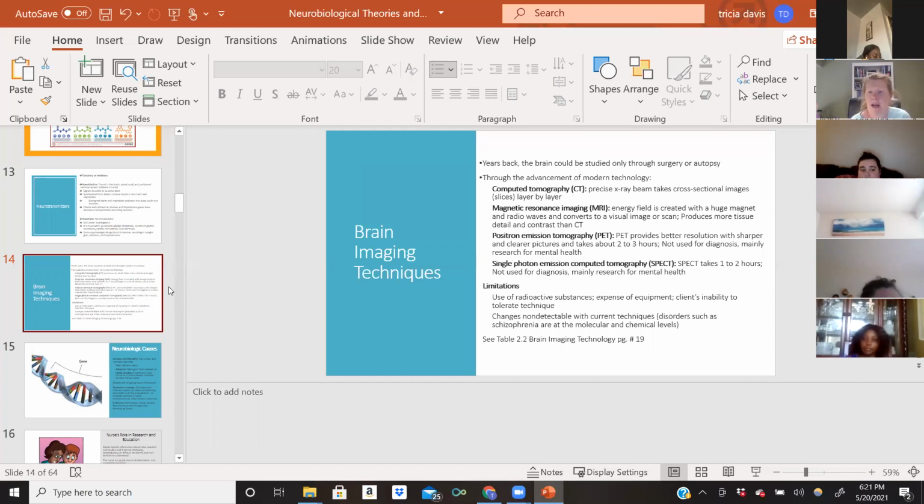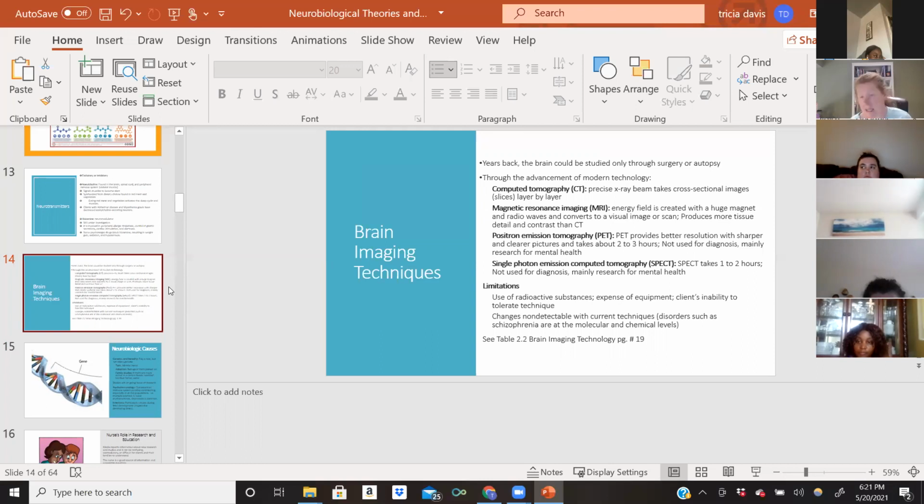We have a PET scan, which provides better resolution with sharper and clearer pictures, but the downside is it takes about 2 to 3 hours. We don't usually use it for diagnosis when it comes to mental health. For the medical field, we do, but for mental health, it's really only seen in times where they're researching something. And then we have the SPECT.